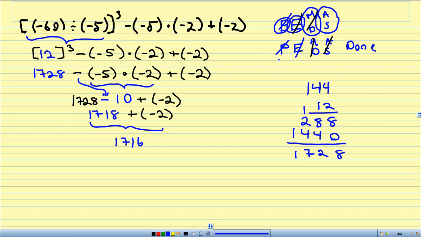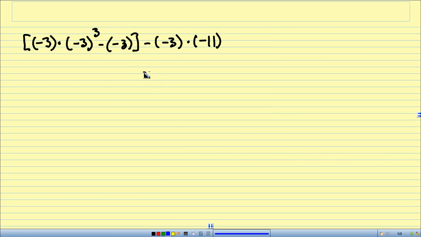So next type of problem. I got one right here. It's a little bit more complicated. It's got a little more stuff on the inside of a bracket or a parentheses. So first thing I'm going to do, write my order of operations. P, E, M, D, A, S, PEMDAS, right there.